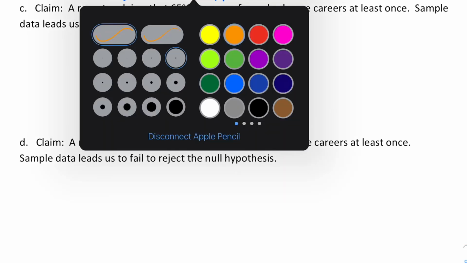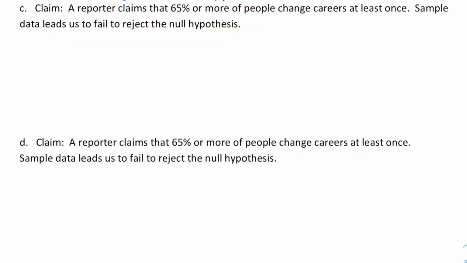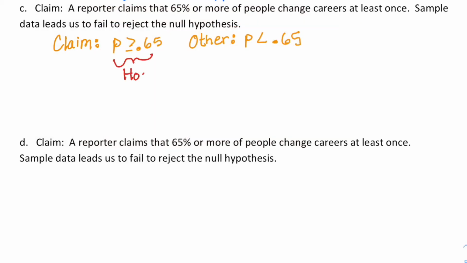A reporter claims that 65% or more of people change careers at least once. So the claim is that p is greater than or equal to 0.65. The other situation is p could instead be less than 0.65. For the null and alternative hypothesis, this time my claim does correspond to my null hypothesis. And the other case is my alternative, p is less than 0.65.